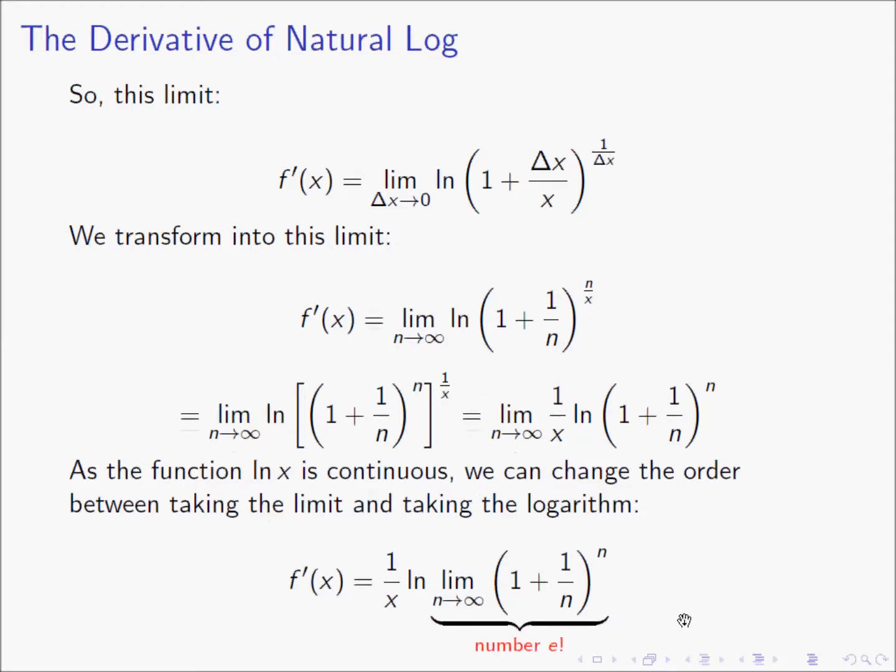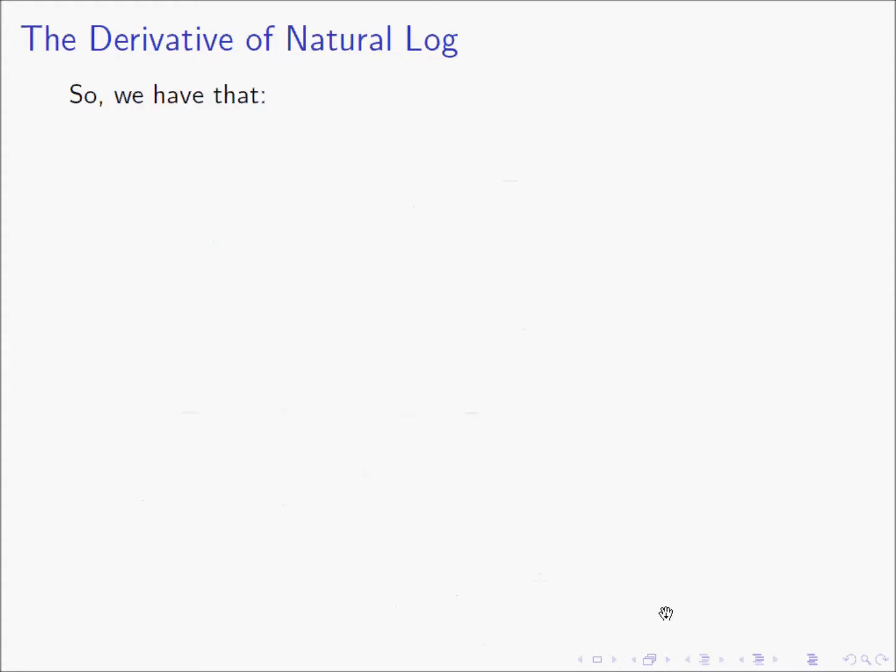But look here, this is interesting. What we have here is the definition of the number e. So we have that the derivative of the natural log is this expression. Here we have the natural log of the number e, but by definition of the number e, this is 1. So we get that the derivative is 1 over x.